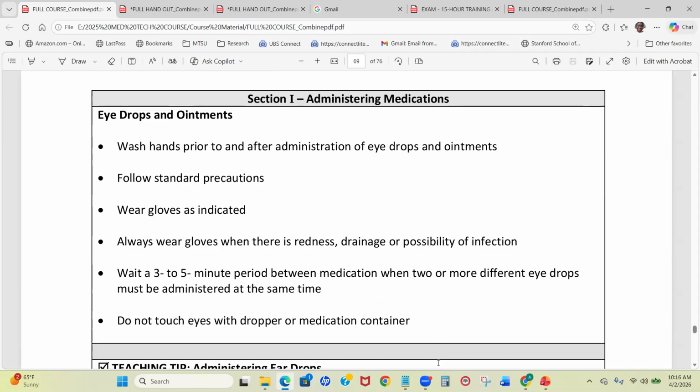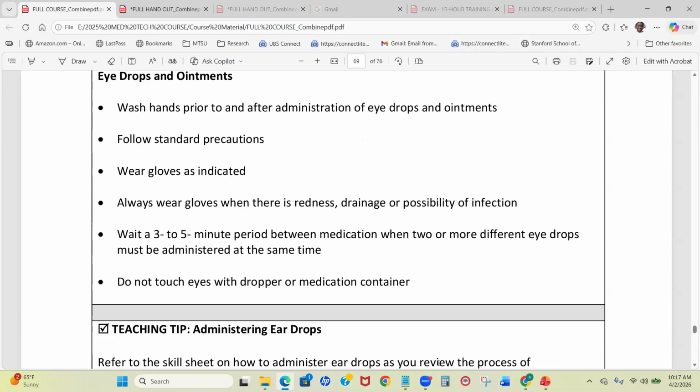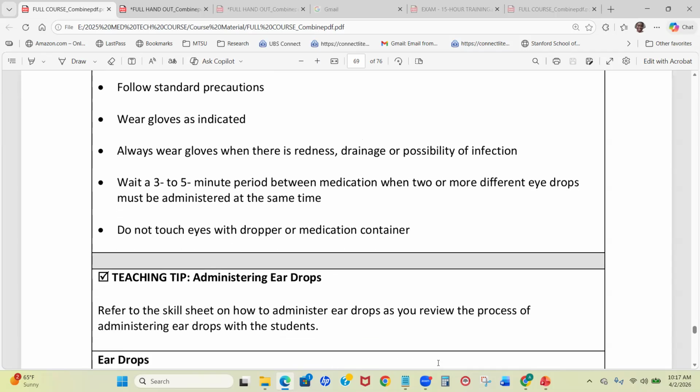Eye drops. Wash your hands before you do eye drops, and then put on your gloves. If it's an ointment, you let them tilt to an angle. You see that in the video. And then you want to pull down the lower lid, and then you go from one corner to the other corner. You want to follow standard precautions whenever you are doing that, and make sure you are not touching the eyeball itself. Be gentle and sensitive when you're doing that.